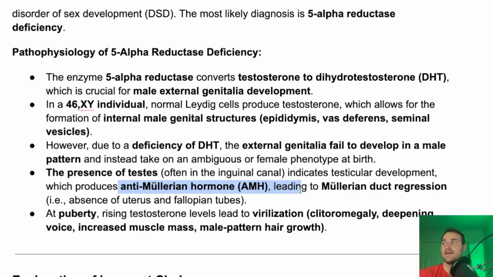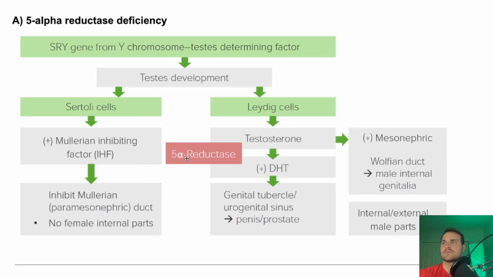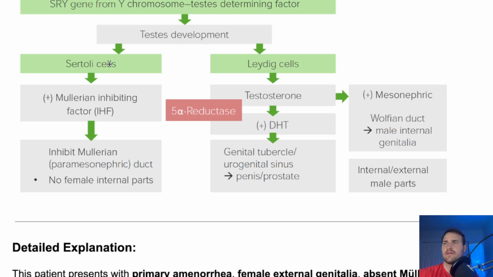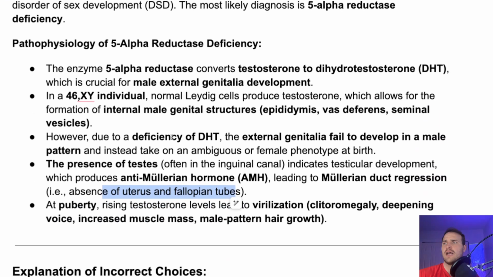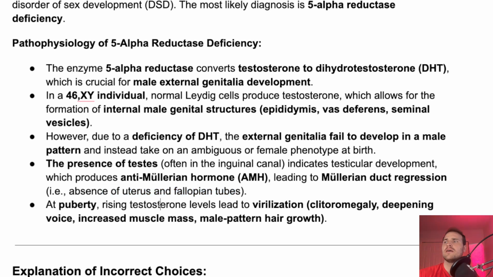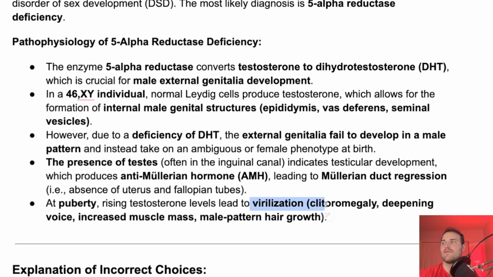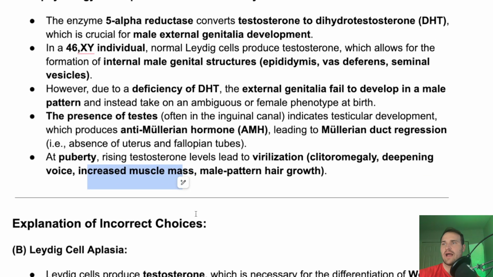which produces anti-Mullerian hormone, which causes the regression and absence of the uterus and fallopian tubes. So Mullerian inhibiting factor through the Sertoli cells, so you have the absence of those things. And that's why it's a little bit confusing. And at puberty, rising testosterone leads to virilization. And so you have the deepening voice, increased muscle mass, and male pattern hair growth.